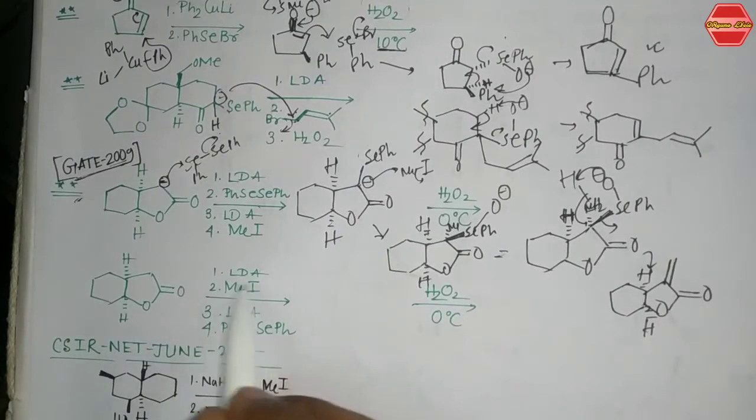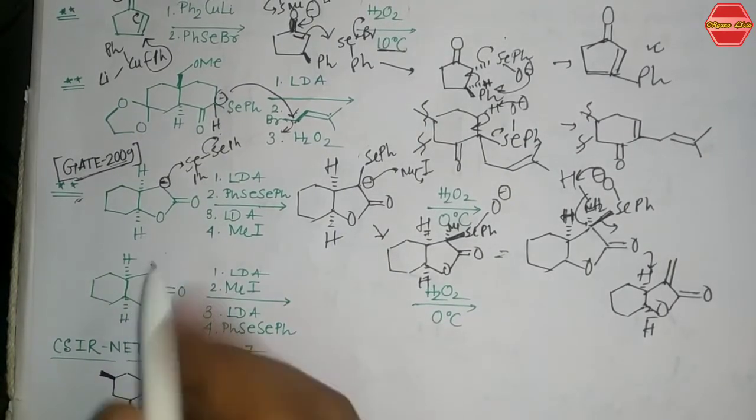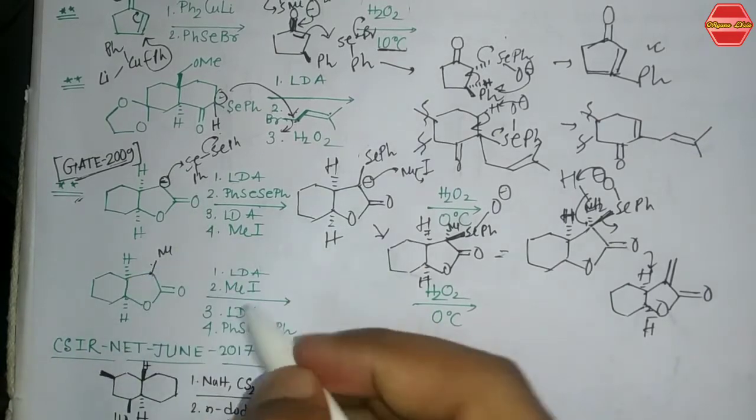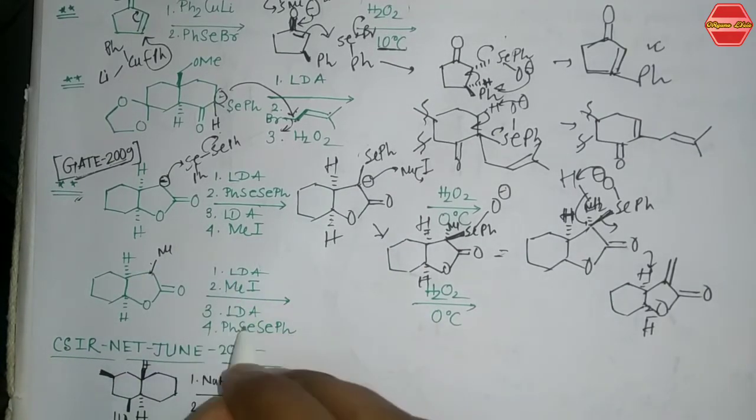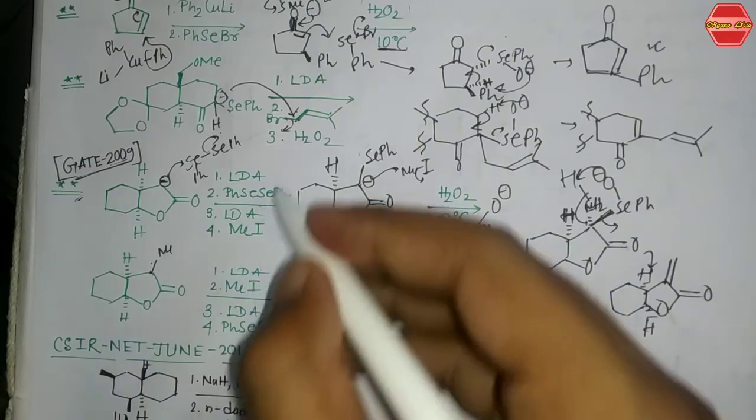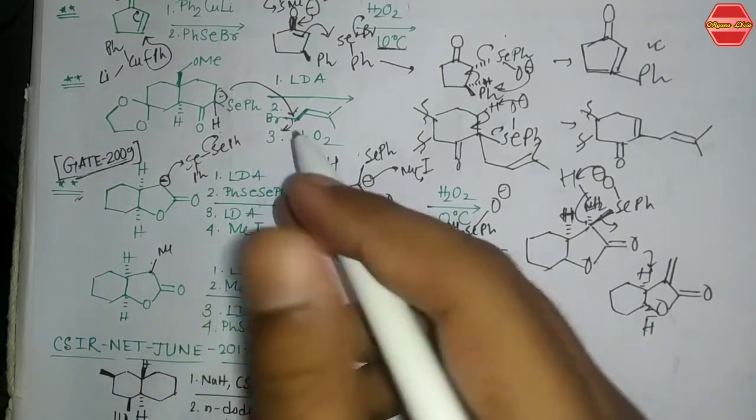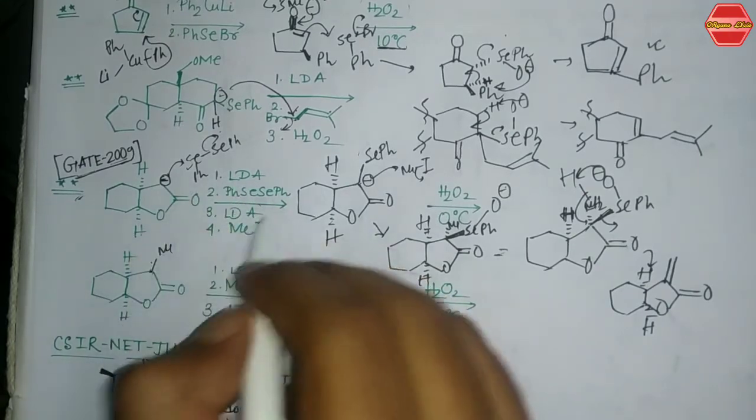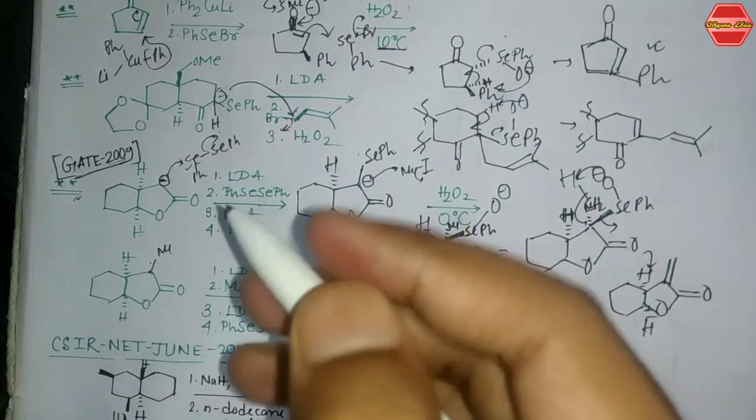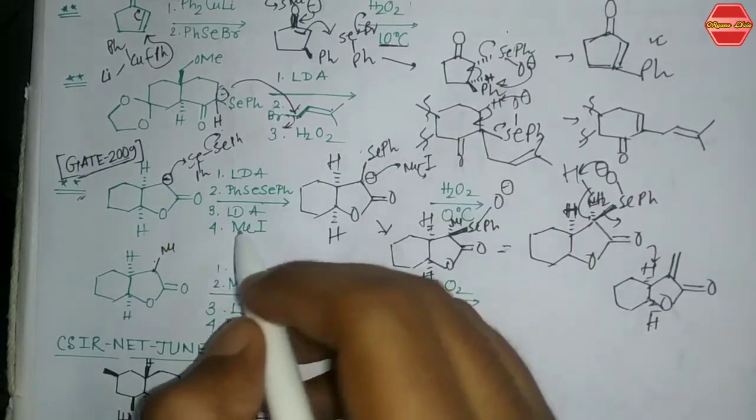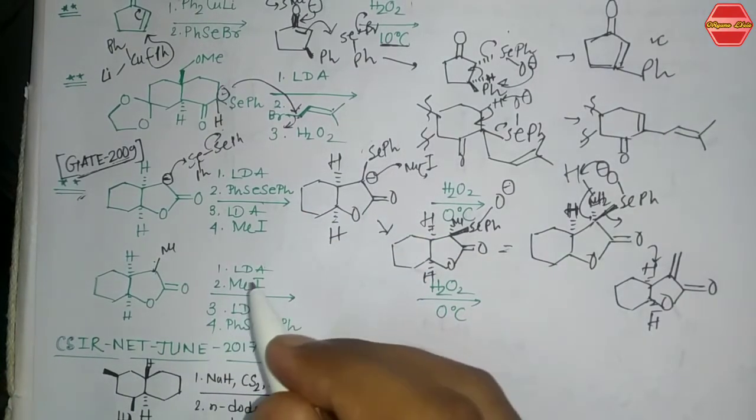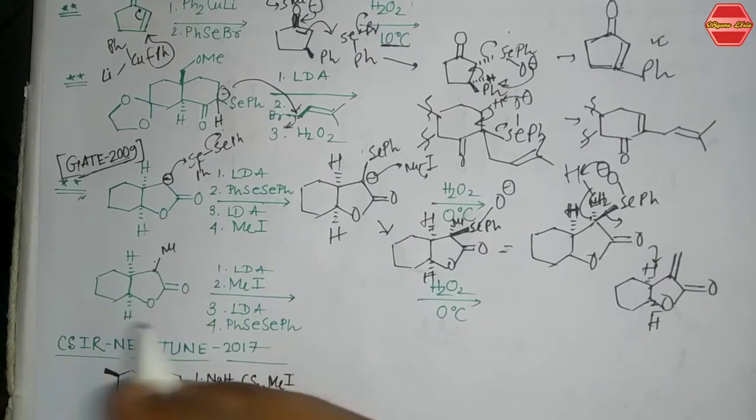Now you can see this LDA takes a proton over here and directly attacks, so you are getting the methyl over here. Now the second step, the LDA is given. The difference between this reaction and the other is that the placing of this group is important. In this case the selenium PhSe attacks first, then the methyl iodide, and this is the reverse case of the earlier reaction, so you are getting a reverse product.